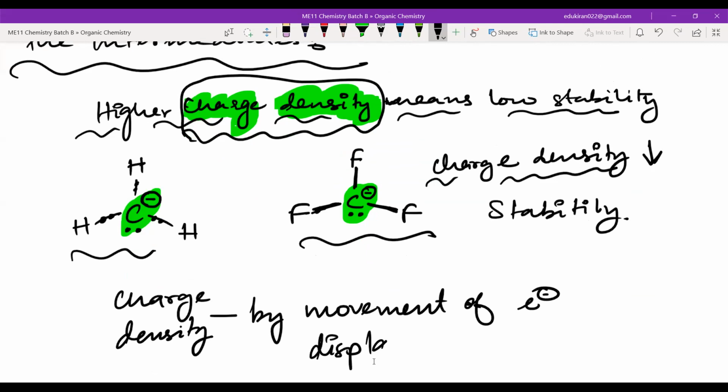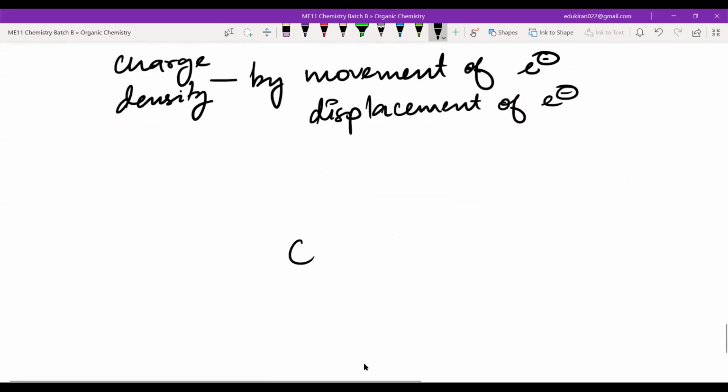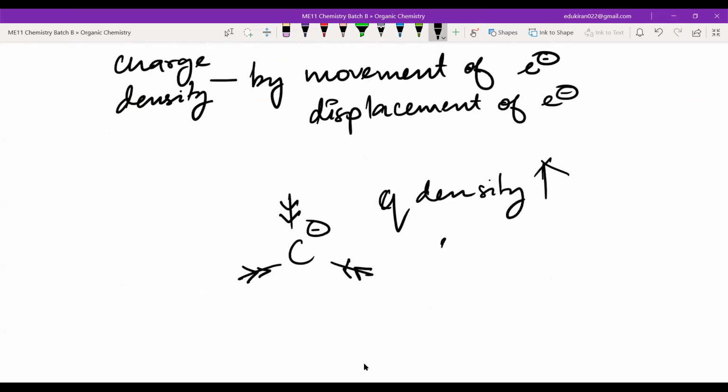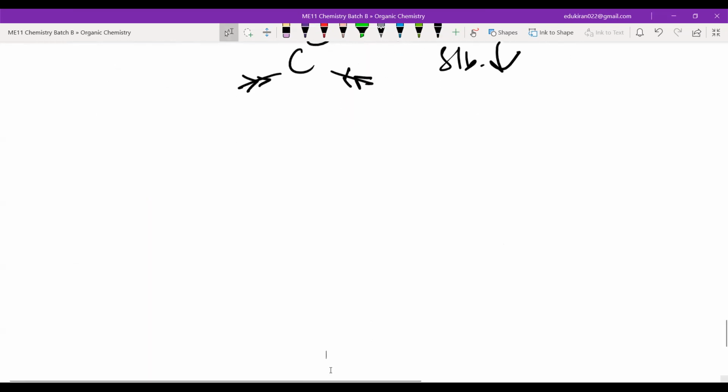What is happening in fluorine? Fluorine is displacing the electrons away from the carbon atom. That is why the charge density is decreasing, by the displacement of electrons. Now, let us say I attach this negatively charged carbon with some groups which are giving the carbon some electrons. Then the charge density of this negative charge will increase, and the stability will decrease. So essentially what we need to learn is the displacement of electrons.